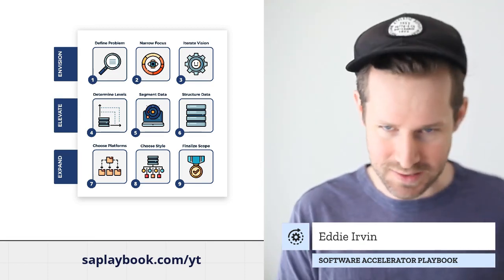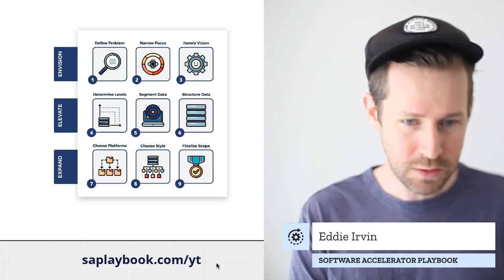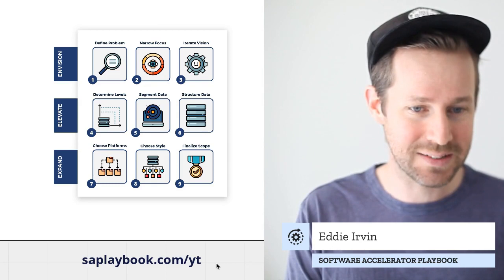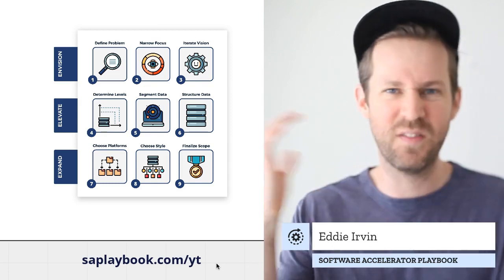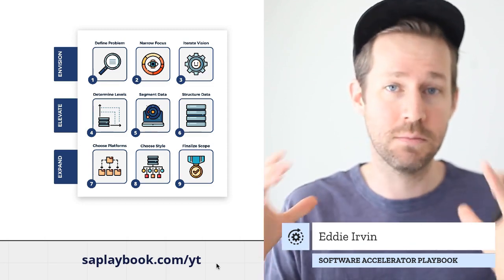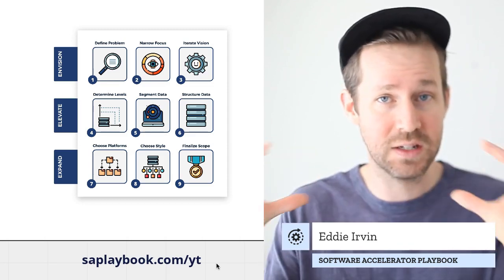So here's the process. This is my process that I go through to do app blueprinting. This is what I help my clients with. Steps 1, 2, 3 are all about the vision. We're defining the problem, we're narrowing the focus, and then we're iterating that vision to make sure that we really understand everything that needs to be in the app.